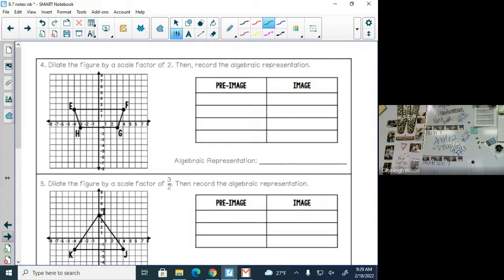Okay, up here at the top, it says dilate this figure by a scale factor of 2.